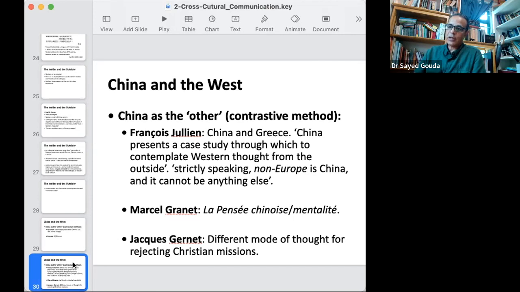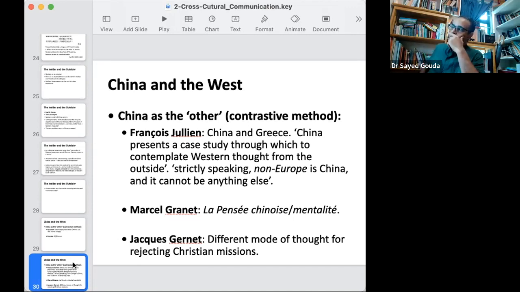Jacques Gernet actually explained and justified the failure of the Western missionaries in China due to the different modes of thought. He said that the Chinese mentality, the Chinese mode of thought, is so different, the opposite of the Western mode of thought, that's why Christian missionaries have failed in China. And actually, when we look at this point, we find something very similar in Japan.